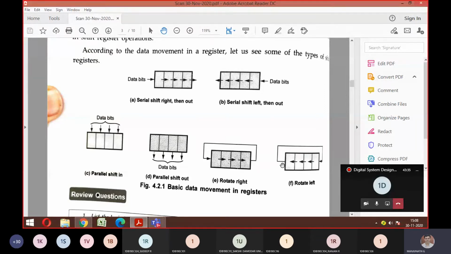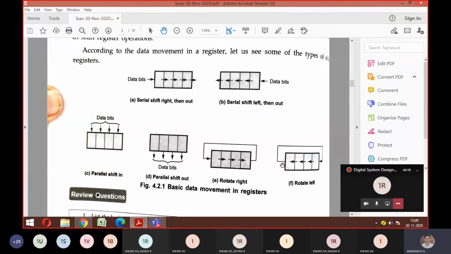Now can anyone tell me the difference between shift and rotate operation? Both are logical operations. So what is the difference between shifting and rotating? Both are the same? No, sir. In shifting, the number is replaced by 0 when shifted. Good. If an empty space is vacant, you fill it with 0.